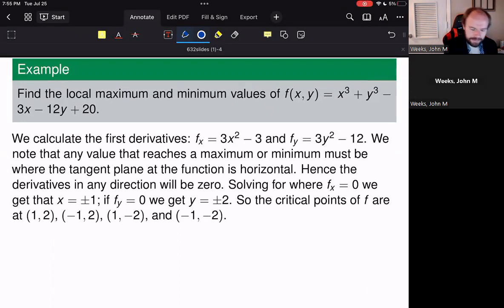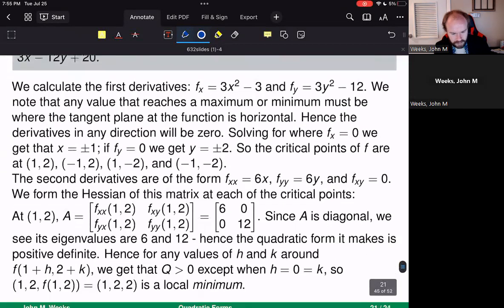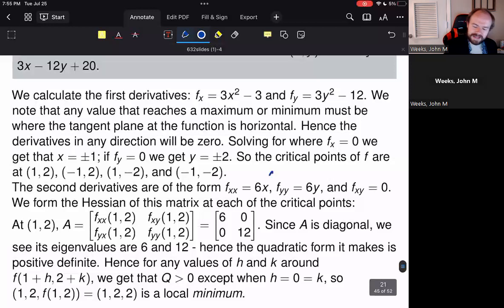When we do that, we're going to get 4 critical points: (1, 2), (-1, 2), (1, -2), and (-1, -2). So that gets us our critical points for this function. The second derivatives also form very nice values. The second derivative with respect to x, where the first derivative is 3x squared minus 3, taking a derivative of that with respect to x is going to give us 6x. Taking a derivative of f sub y with respect to y is going to give us 6y. Notice that taking either derivative, x or y, with respect to the opposite variable is going to give us 0.